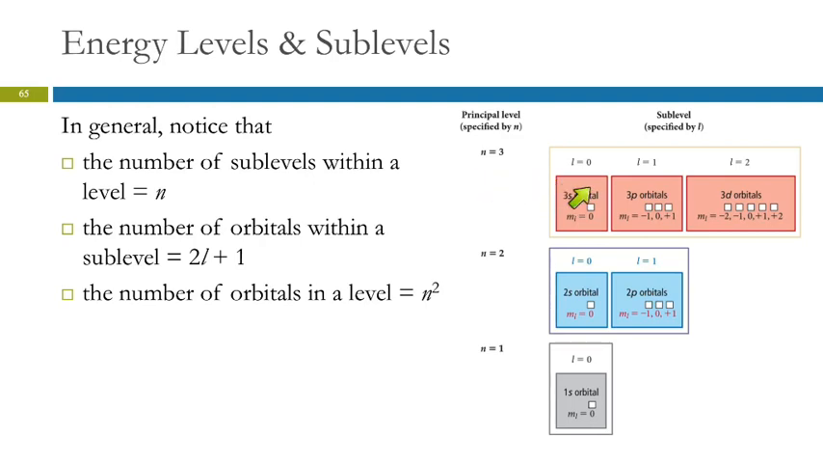Third level, now we can have L equals 0, L equals 1, or L equals 2. So these are very similar to the ones down here. When L is 2, then M sub L can be minus 2, minus 1, 0, 1, or 2. 5 different possibilities. So there are 5 orbitals that are 3D. Those are sort of nice generalities. You can read that.